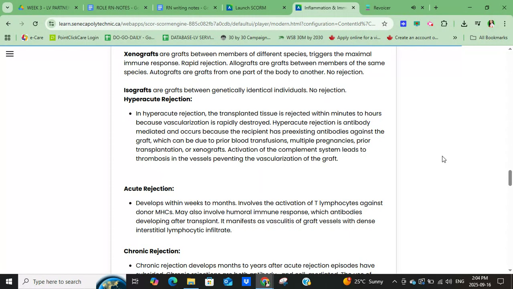Activation of the complement system leads to thrombosis in the vessels, preventing the vascularization of the graft. Acute rejection develops within weeks to months, involves the activation of T lymphocytes against donor MHCs, and may also involve a humoral immune response, with antibodies developing after transplant. It manifests as vasculitis of graft vessels with dense interstitial lymphocytic infiltrate.